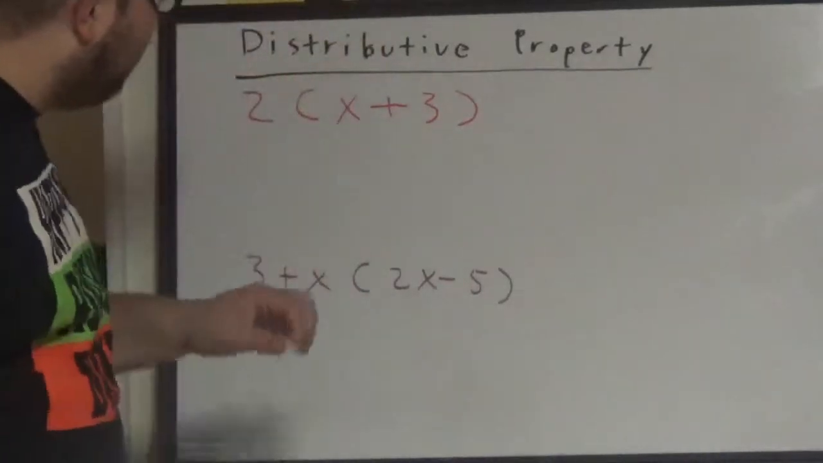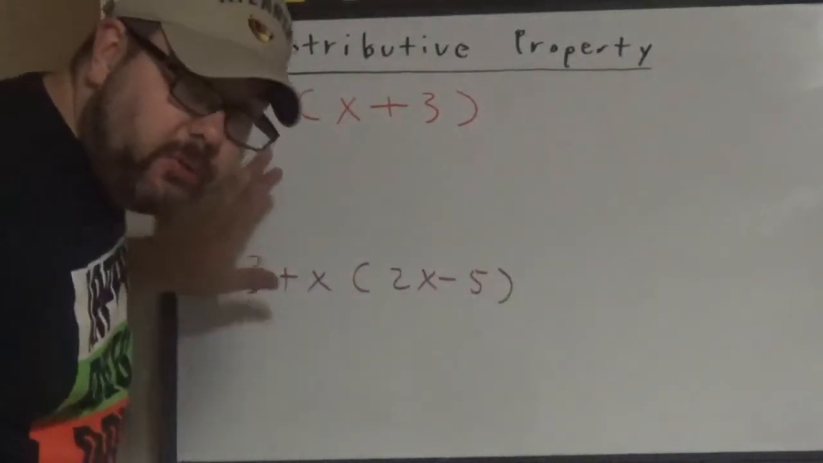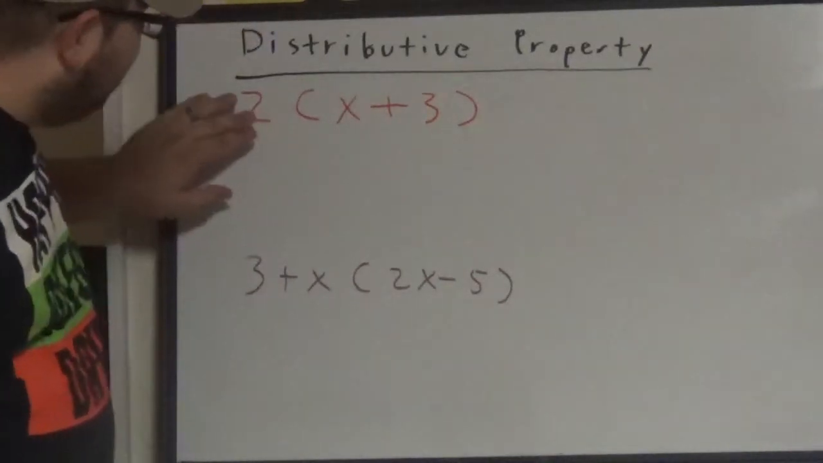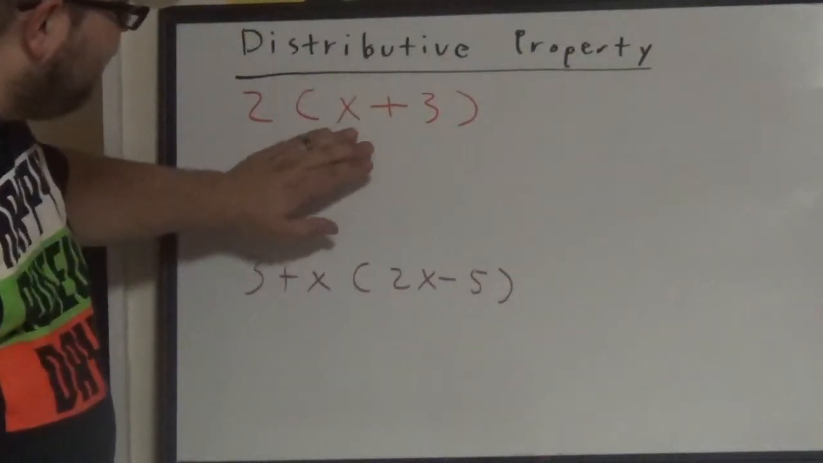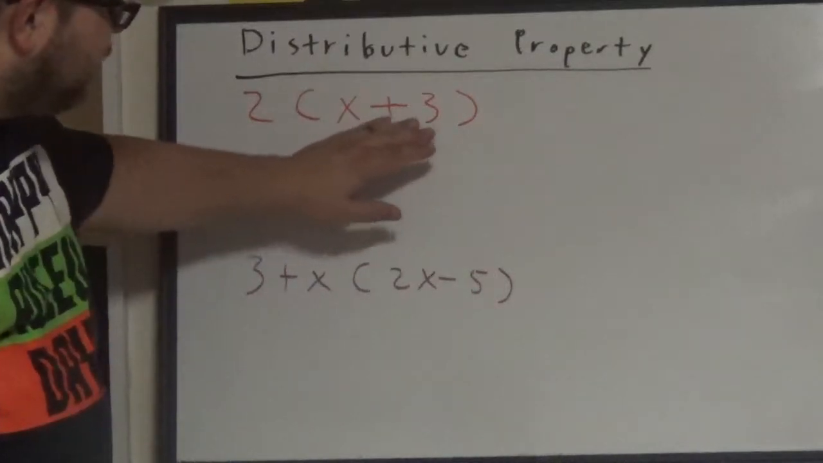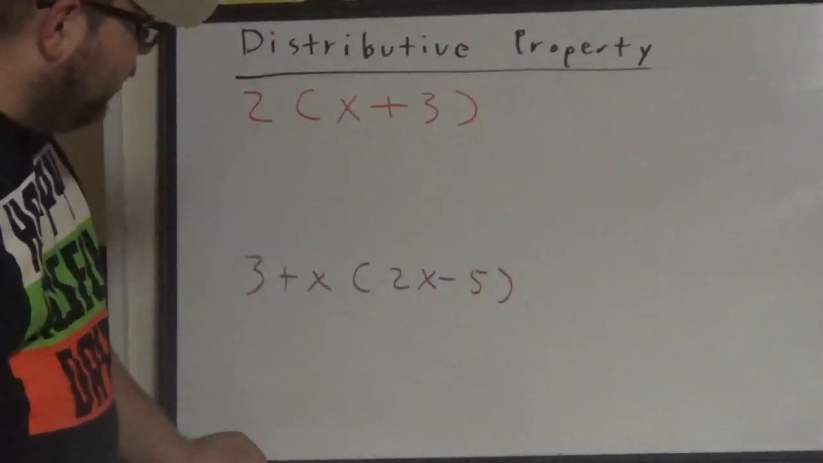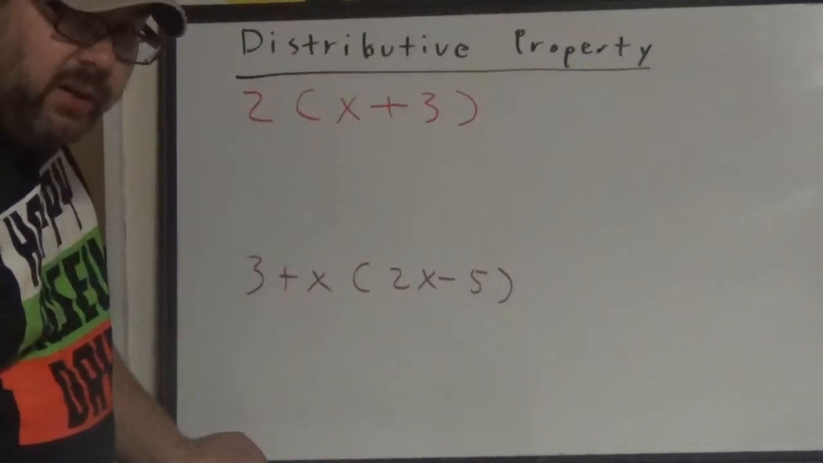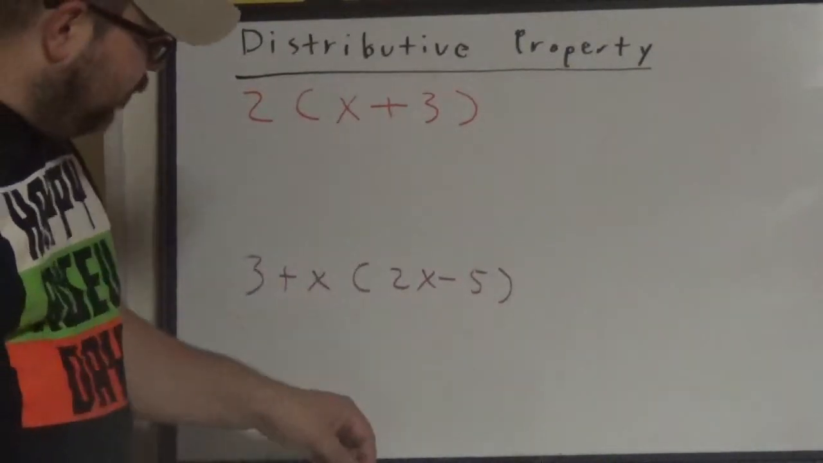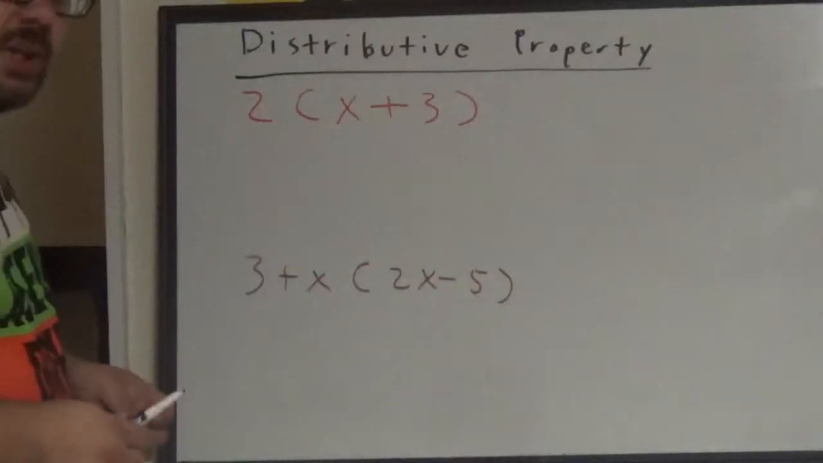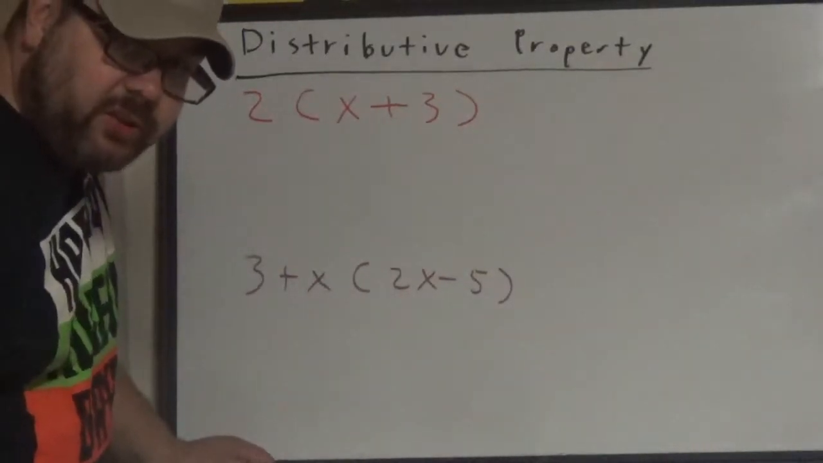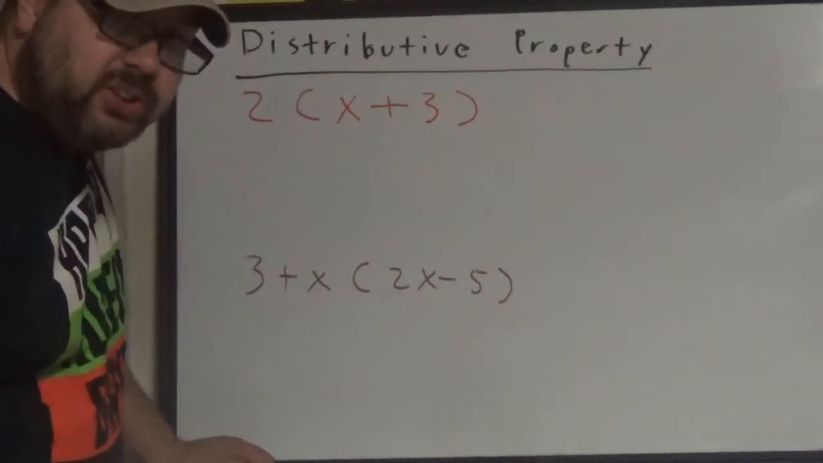So, I've got two examples that I'm going to use to show the distributive property. The first one is 2 times parentheses x plus 3. And we can also call that 2 times the quantity of x plus 3, or 2 times the sum of x plus 3. I like to use the phrase the quantity of, just to stay consistent.